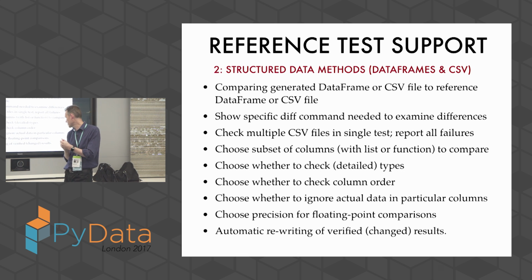Generally being very picky about types with pandas is not fantastic in my experience, but you can be. You can choose whether you care about column order, so if the thing that you're testing has the columns in a different order, do you regard that as a problem or not? It's up to you. You can choose to ignore the actual data values and only focus on the types. You can choose the precision for floating point comparisons. And again, it's got the automatic rewriting behavior.